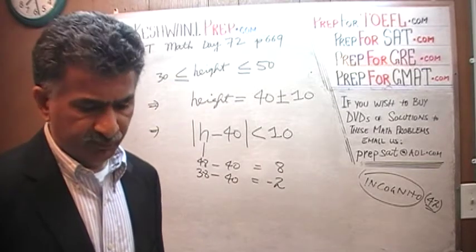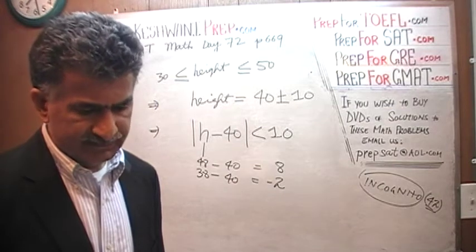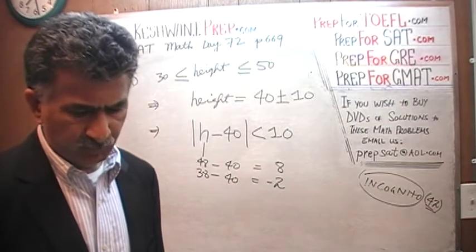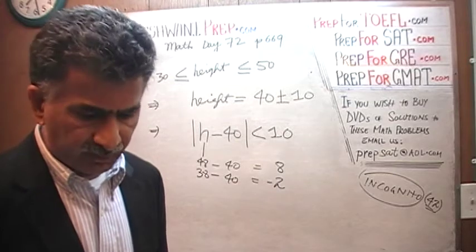Because all the answer choices, I just noticed, do not have an equal sign. They are all less than 10. They do not have an equal sign, which means I misread it.